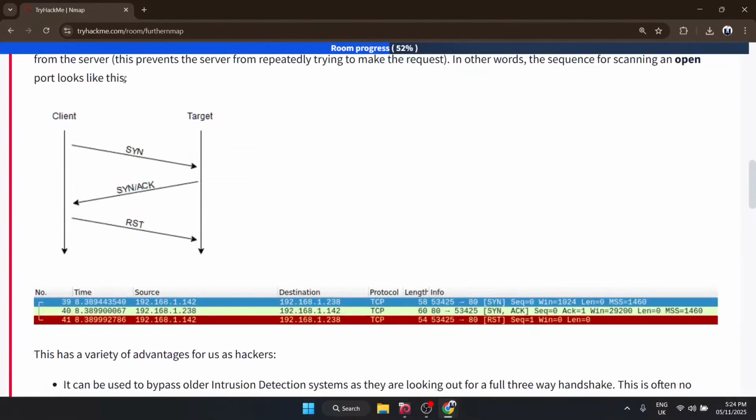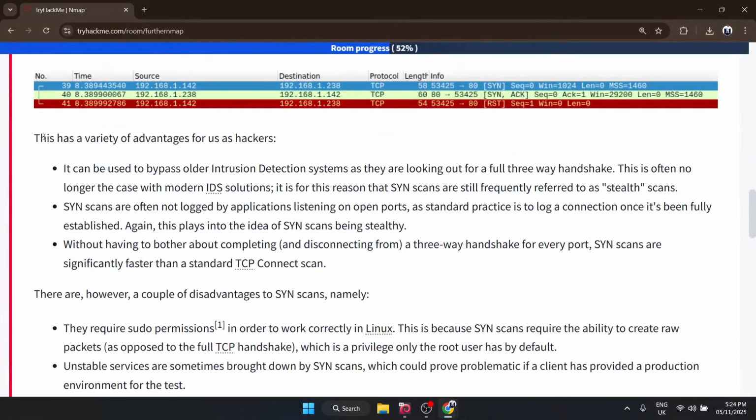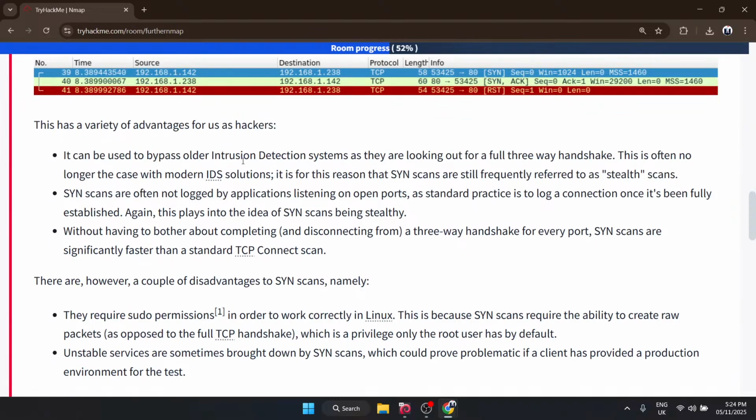Now, what is the use of this SYN scan? Here you can see all the advantages. This has a variety of advantages for us as ethical hackers. It can be used to bypass older intrusion detection systems. Okay, why older? Because new intrusion detection systems or new technologies are getting very advanced, so it might be difficult to deceive them as well.